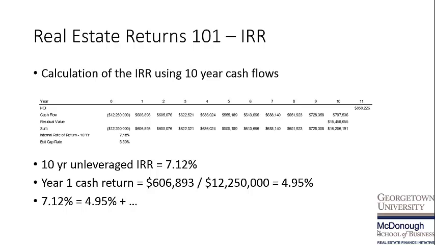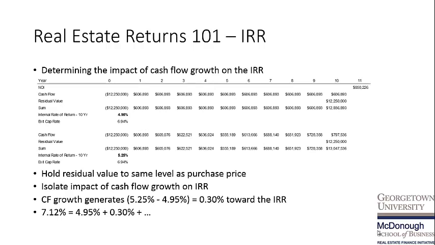So our partitioning of the internal rate of return first begins with the year 1 cash return, which in this case is 4.95%. So now we need to determine the impact of the cash flow growth on the internal rate of return. So we have two little cash flow summaries to help us with that.